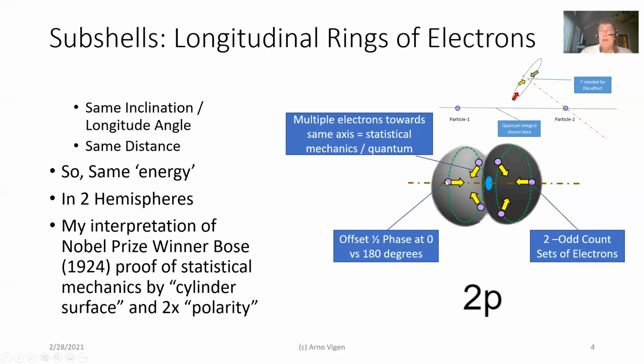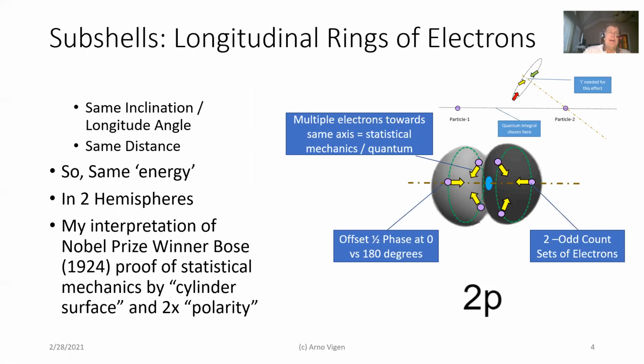If it's at the same angle and the same distance from the nucleus, thereby it'll have the same energy to fall into the nucleus, and the same energy to pull it to infinity, called ionization or release energy. Further, there are two hemispheres. This hemisphere is one ring, and this hemisphere is another ring. Now, this is my interpretation of the Nobel Prize winner Bose in his 1924 paper that was a proof of statistical mechanics.